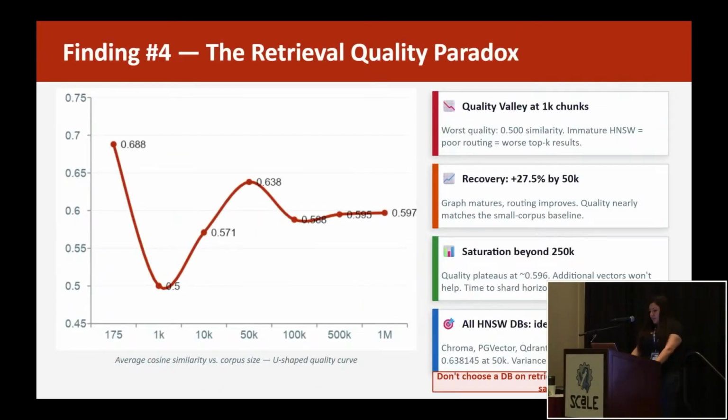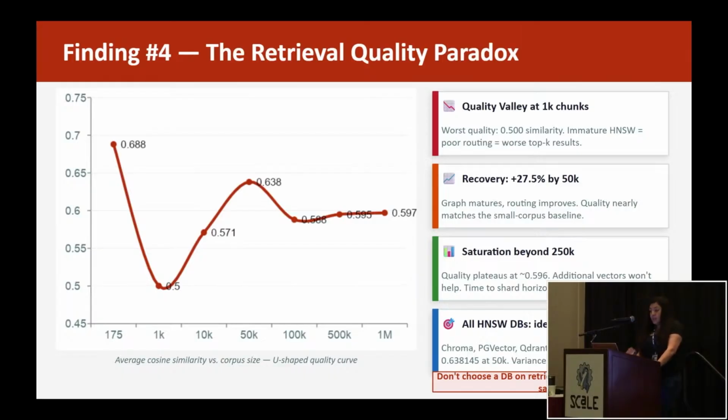The last finding, and there's 2 surprises that we had here. Retrieval quality follows a U-shaped curve across corpus sizes. At 175 vectors, average cosine similarity is 0.688. Drop to 1,000 vectors, and it falls to 0.5. Then, as you add more data, it recovers, peaking around 50K, and eventually plateaus past 250K.